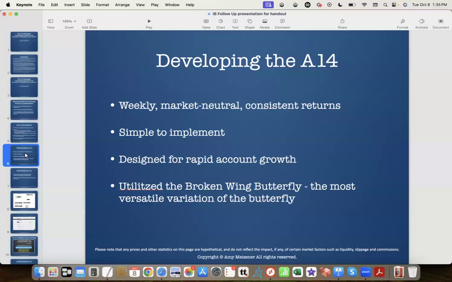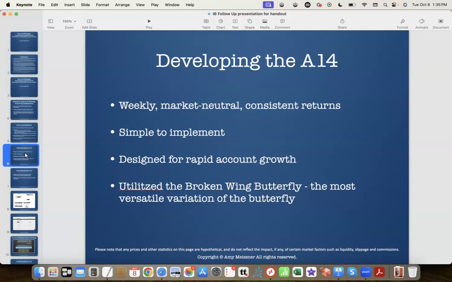I wanted to create something that I could do weekly, every week, not just on a monthly basis. A lot of my trading had been on a monthly basis. And I wanted to also create something that was simple to implement. Again, designed for rapid account growth.